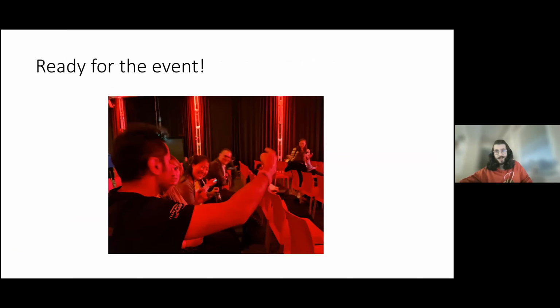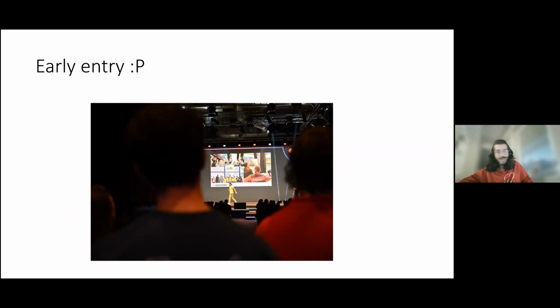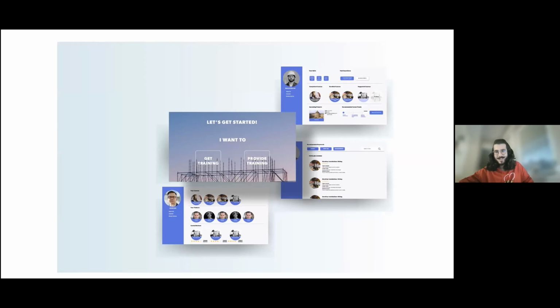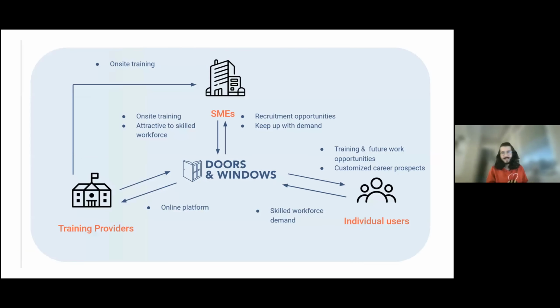And here we are, ready for the event. So ready that I just jumped on stage. I didn't even wait for my turn. I was the first one out there. And this was our prototype. This was our solution. So we basically had a plan. We were the doors and windows company, and we connect training providers, like companies in the manufacturing who have new tools, for example, new technologies, or trade schools which train workers, to connect them with SMEs that employ the workers.